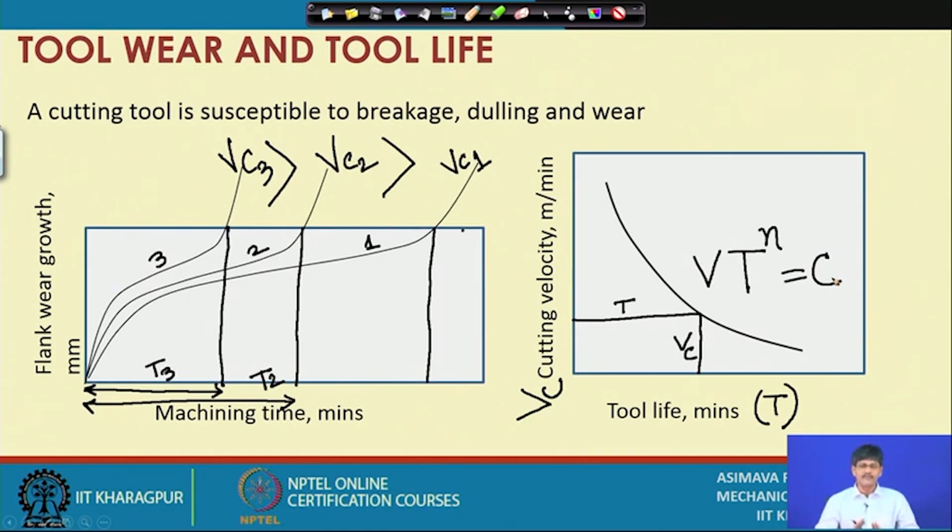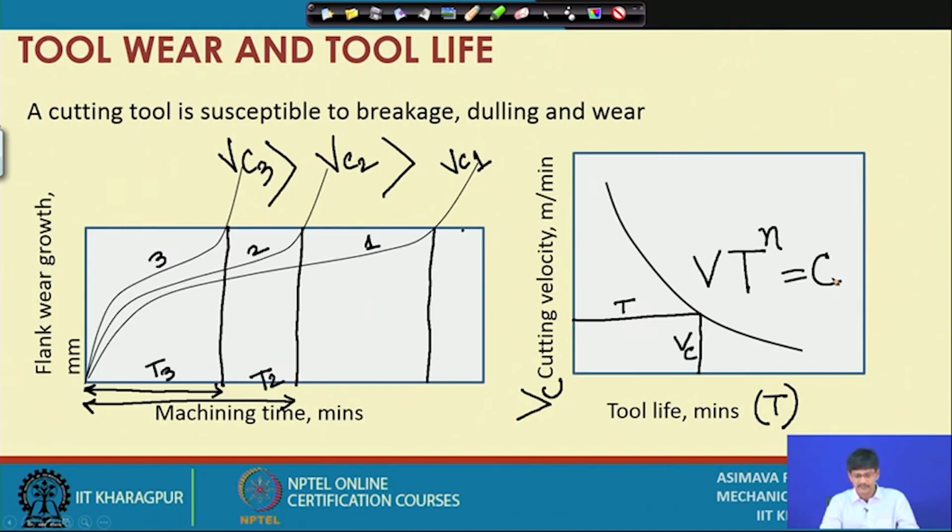There is an extended form of that also which we will definitely be looking at, but this is the basic relationship: V into T to the power n is equal to C. C is obviously a constant, and n for particular cases will be constant. Now, what does it tell us? It tells us that if I use different values of cutting speed, I can get different values of tool life, and all of them can be expressed with this particular relationship.